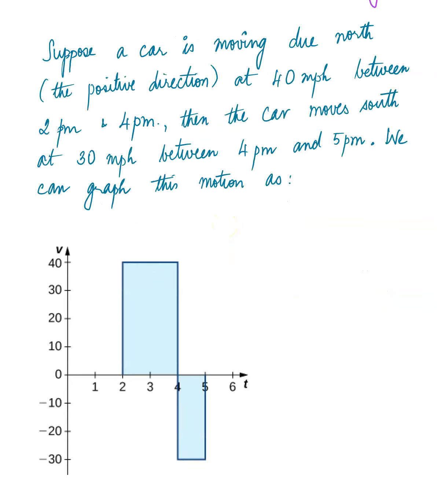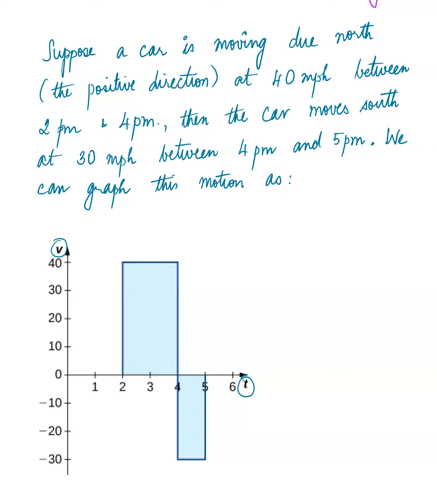And in this problem, suppose a car is moving due north, which is the positive direction, at 40 miles per hour between 2 p.m. and 4 p.m. Then the car moves south at 30 miles per hour between 4 p.m. and 5 p.m. We can graph this motion as this, all right? Because now you have the miles per hour, which is the unit for the rate, the speed. You know that we're not talking about the position of the car, we're talking about the velocity of the car. Therefore, you know that we have the v-axis. We don't have an s-axis, right?